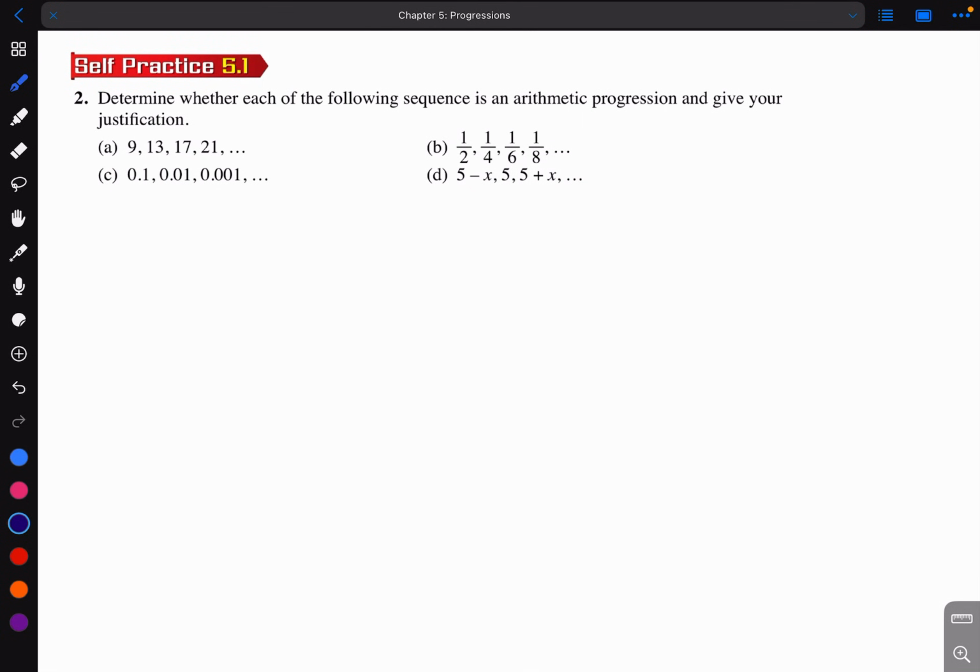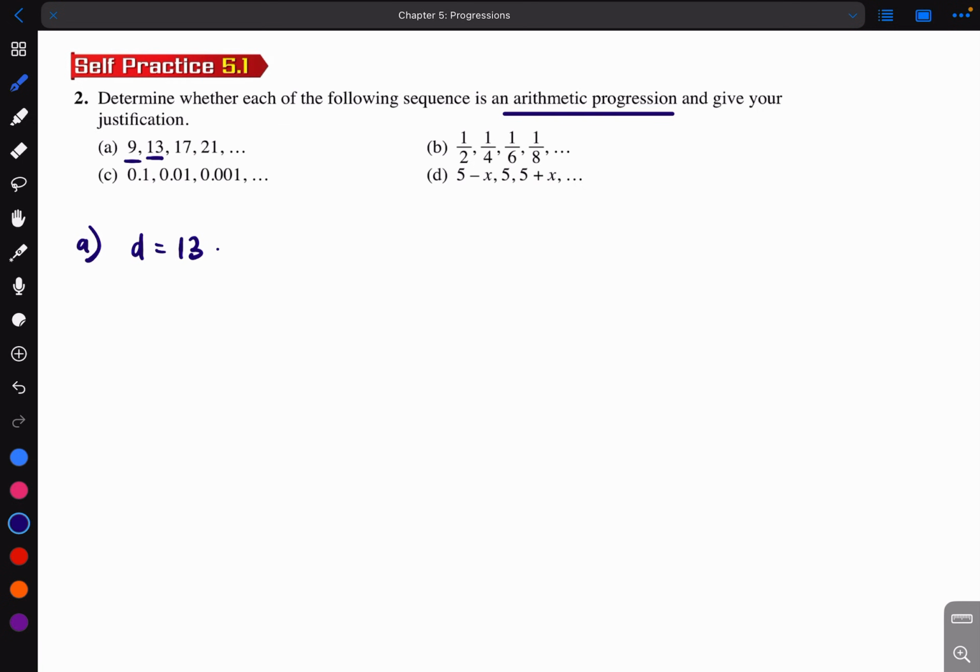Self-practice 5.1, question 2. Determine whether each of the following sequences is an arithmetic progression and give your justification. Right. So if it's an arithmetic progression, the difference here will be the same. So let's find the difference.